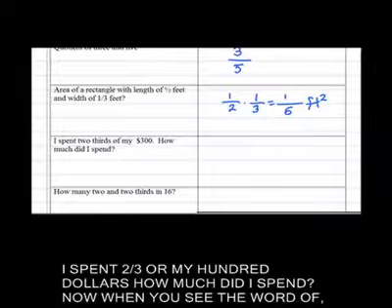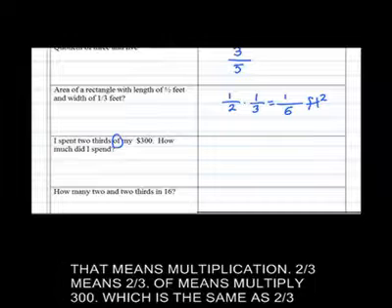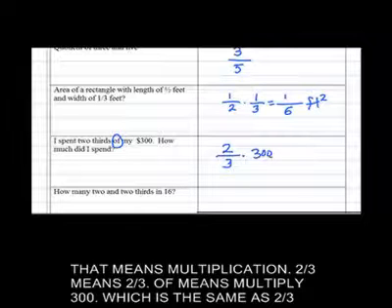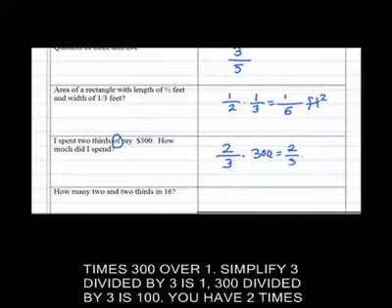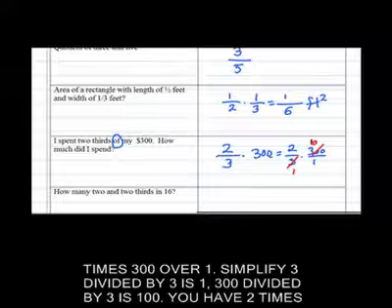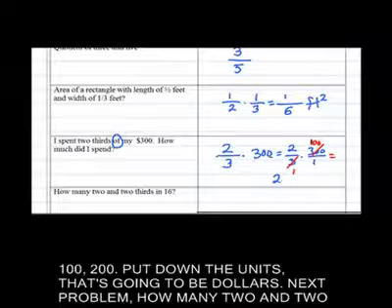I spent 2/3 of my $100. How much did I spend? Now, when you see the word of, that means multiplication. 2/3 of 100 means 2/3 times 100 over 1. Simplify. 3 divided by 3 is 1. 300 divided by 3 is 100. You have 2 times 100, 200. Put down the units. That's going to be dollars.